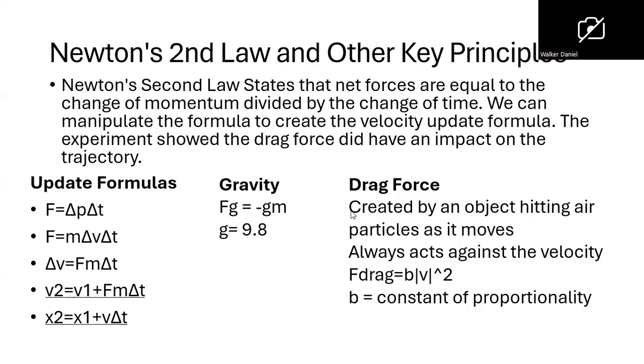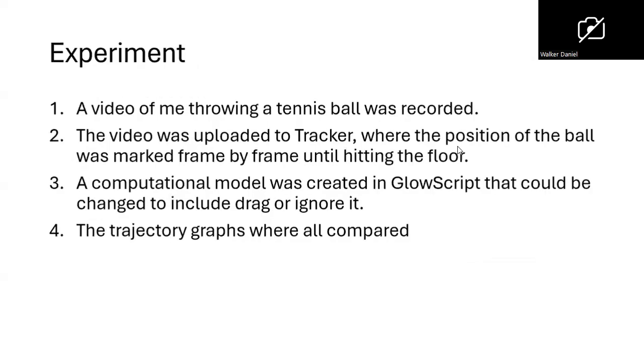And then finally, drag force, which is created by an object moving through the air, hitting air particles, and it always moves against velocity, so it's the opposite. It can be calculated with the formula F equals B times velocity squared, where B is the constant of proportionality. Knowing what we know, we can tell that drag force does affect the object that we throw.